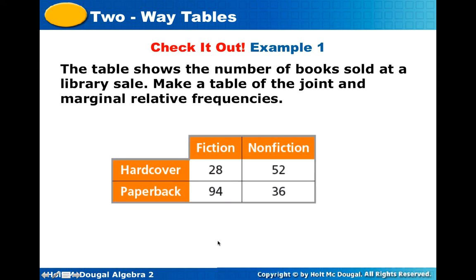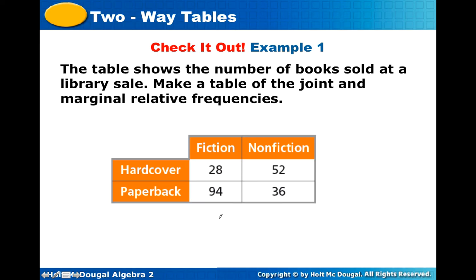All right. Again, let's try the same thing. The table shows the number of books sold. Make a table of joint and marginal. They didn't really help me out this time because they didn't give me the totals. They just showed the books. So we need to add up our columns.